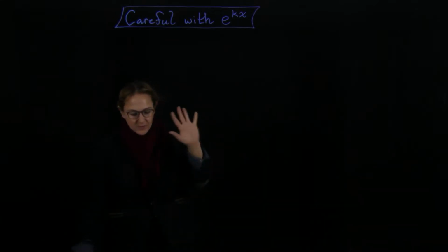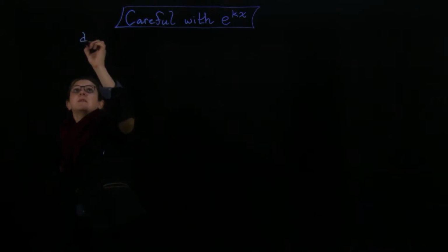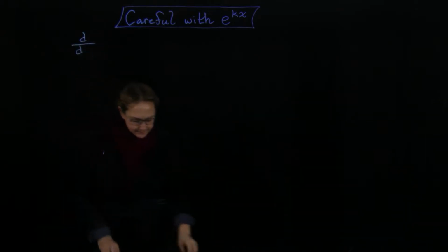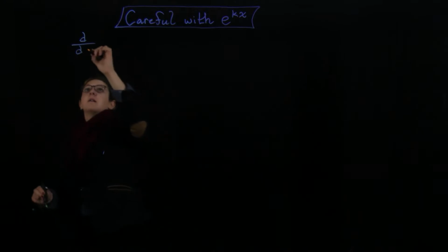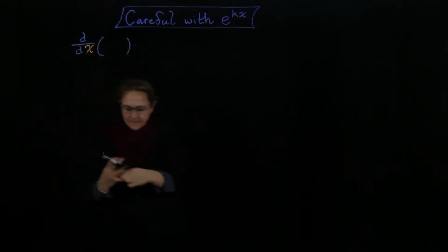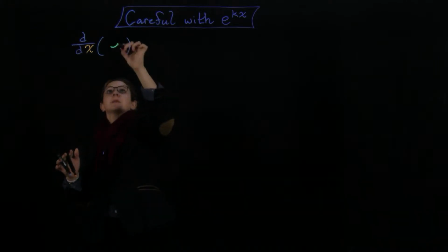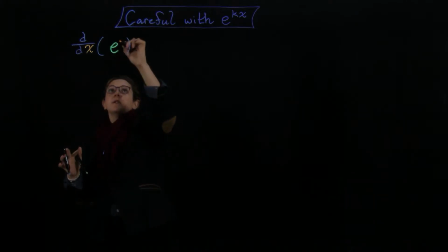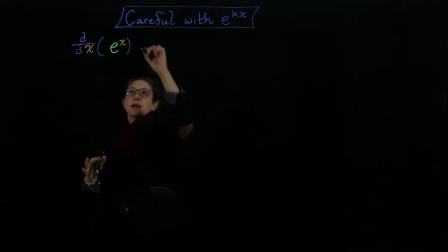So here we go. We already know that the derivative with respect to x of e to the x is going to be e to the x.